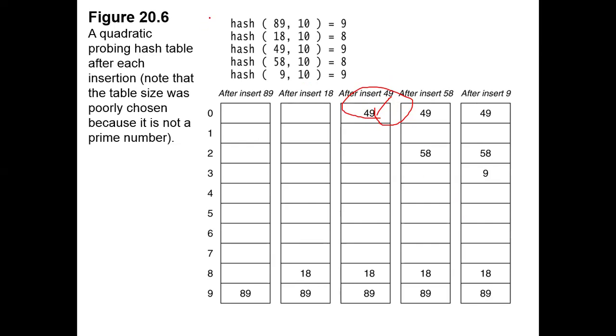Next take 58, which gives 8. The probing factor will be 2, so 8 plus 2 square, and 2 square is 4, gives 12. 12 modulus 10 is 2. So at location 2, 58 will be added.